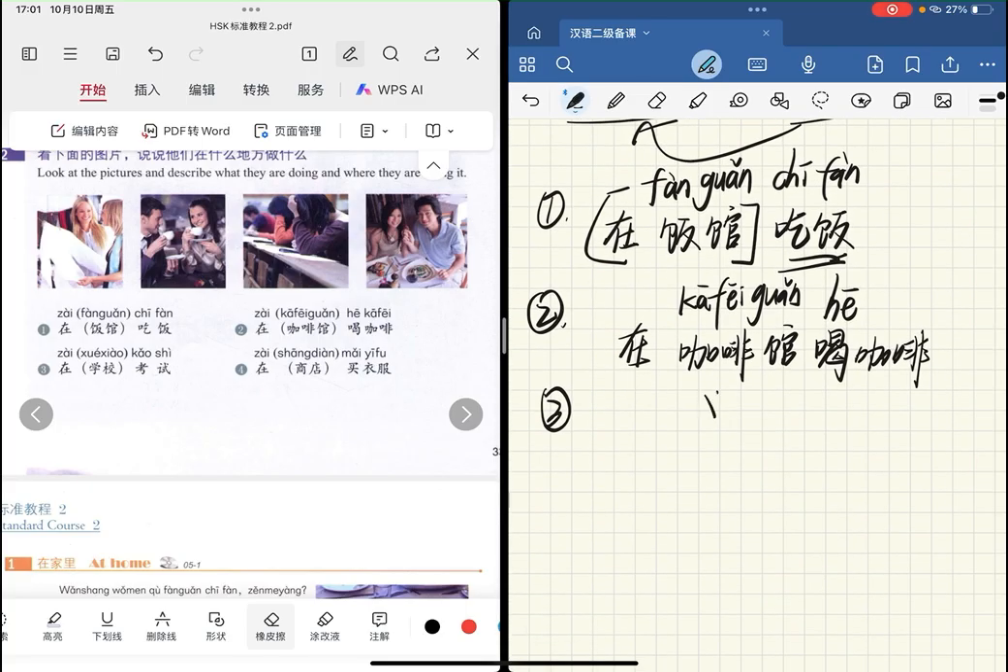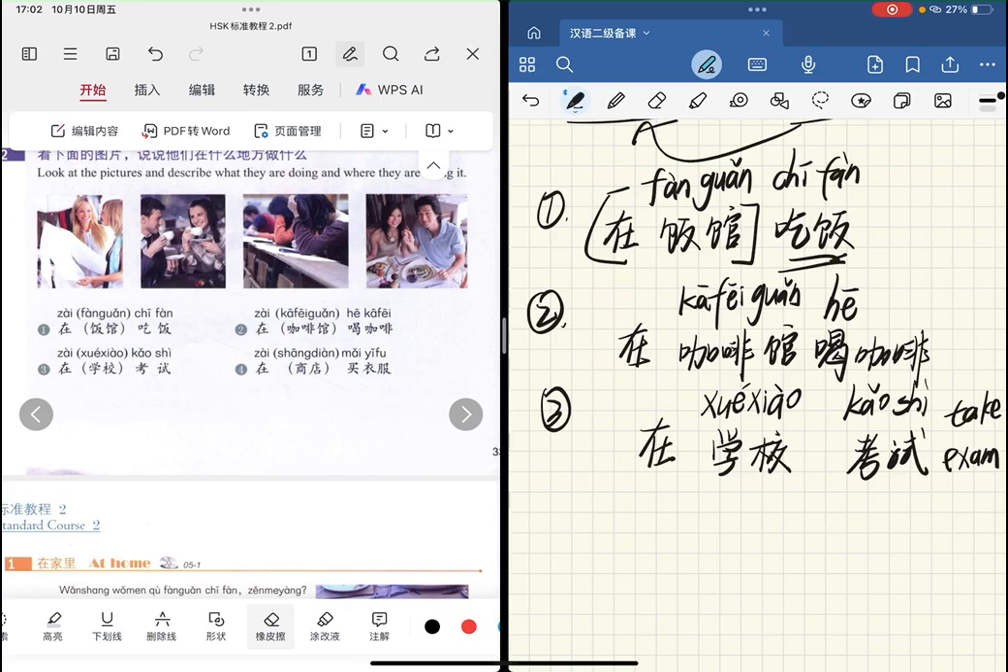学校. Okay, we know 学校 is a school. So 在学校. What can you do at the school? We can study, and the example is 考试. 考试 is take exams.